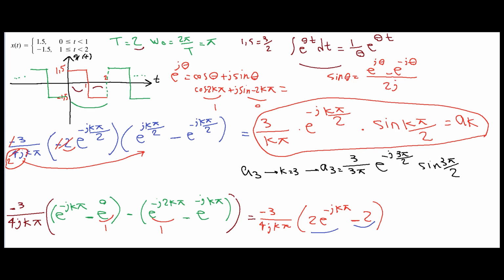This example demonstrates how to determine the exponential Fourier series coefficients using the integration formula. Along the way, we reviewed how to determine the period of a periodic signal, calculate the fundamental angular frequency, evaluate the Fourier series integral, and simplify the result using Euler identities.